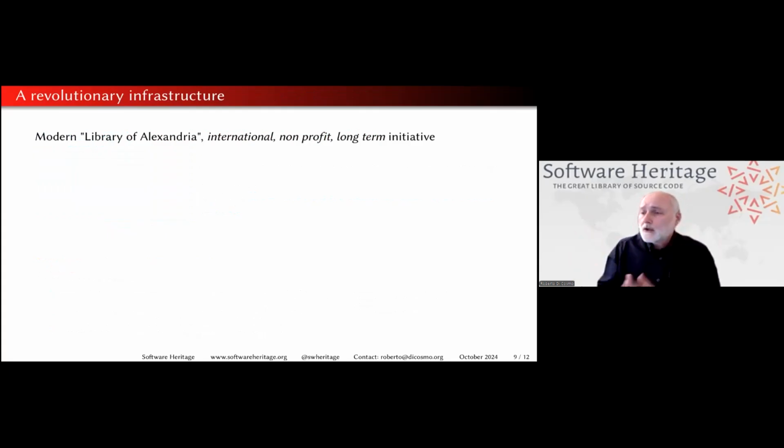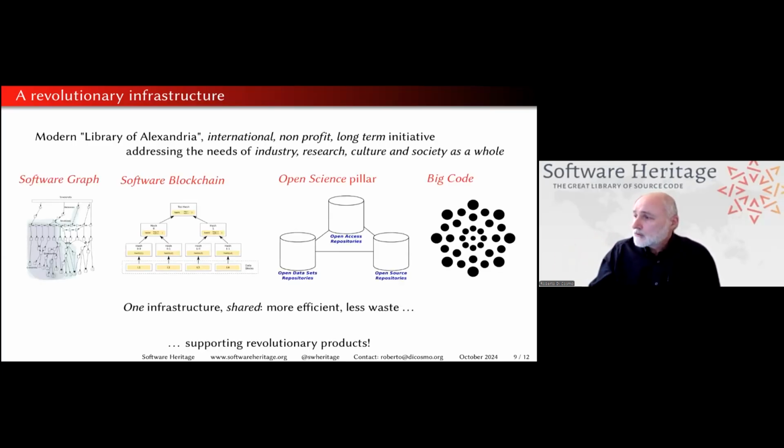Now, to make a long story short, software is a kind of revolutionary infrastructure. Why? Because it is thought of as a modern Library of Alexandria for source code, designed with the same idea: international, non-profit, long-term, open to all, but also designed to address the needs of a plurality of actors. So industry, research, culture, society, there are so many. And why is it revolutionary?